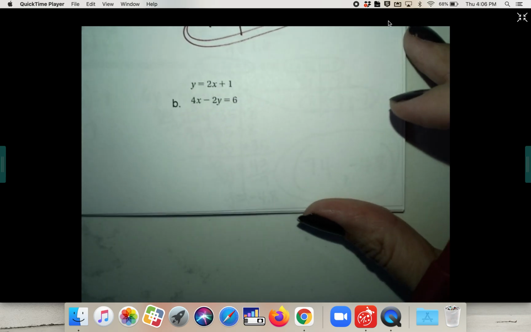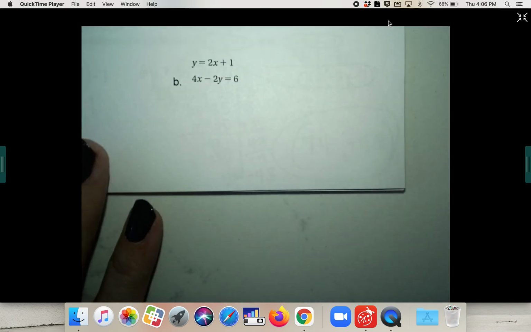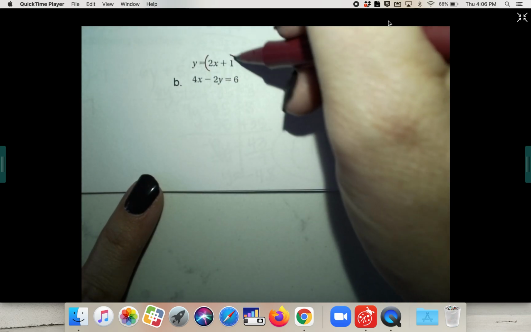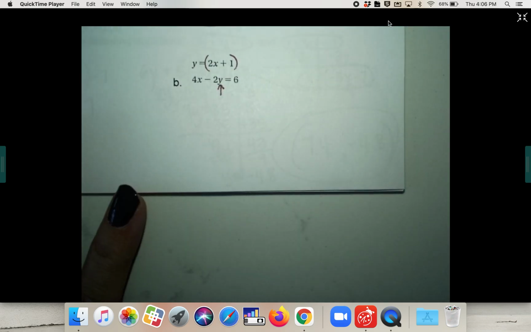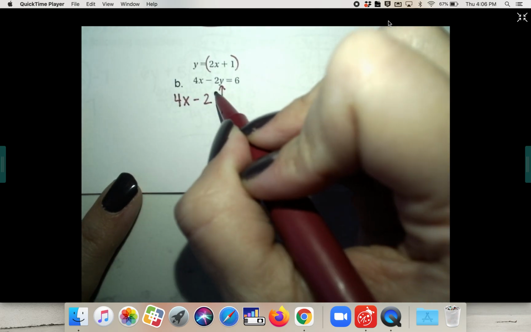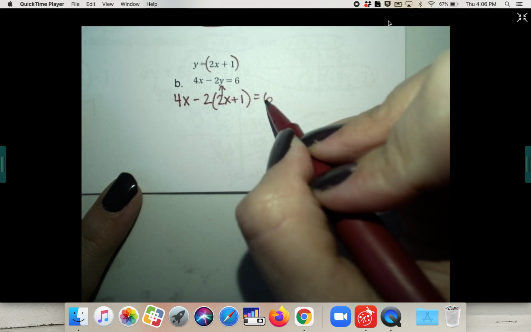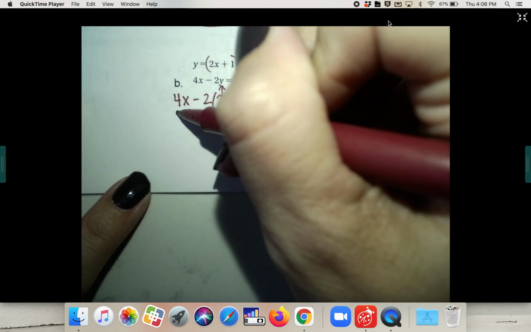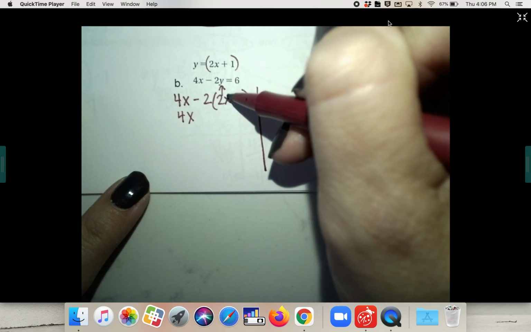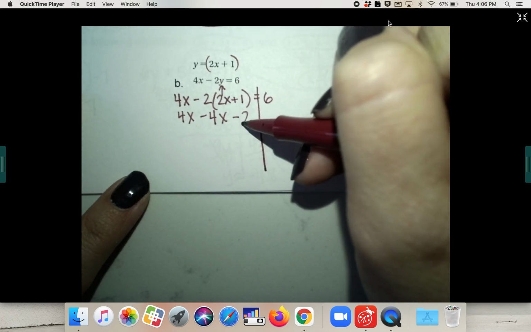All right, and then the very last one, thankfully, already has y by itself. So we can just grab what it says y is and plug it in straight down here for y. So we've got 4x minus 2 times 2x plus 1 equals 6. Let's solve this. This distributes and is negative 4x. This distributes and is negative 2.